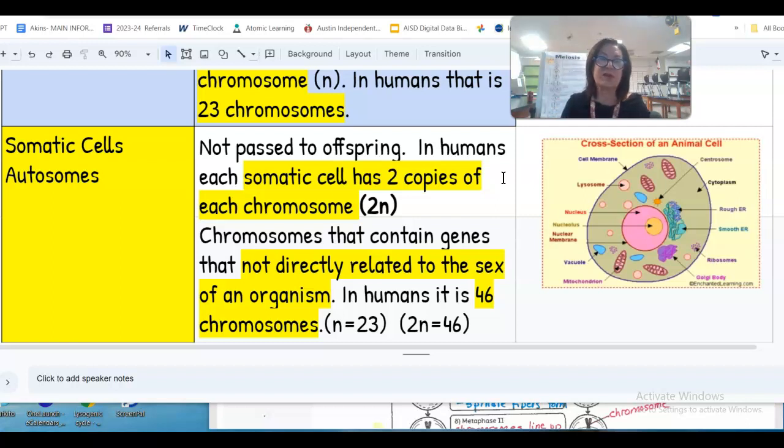So these are going to be every other cell in your body except your gametes, your egg and your sperm. So all your body cells are going to be this. These chromosomes will not be linked to what your sex is, for instance. Only your gamete cells will be in charge of that. All the rest of them are just giving you your traits and everything. And that is your vocabulary words.